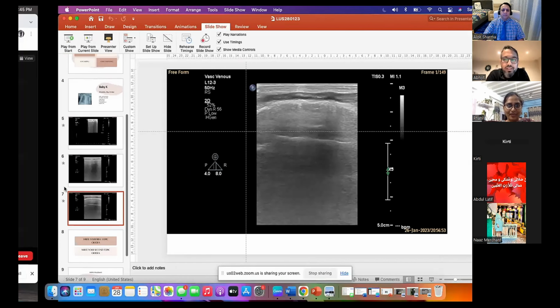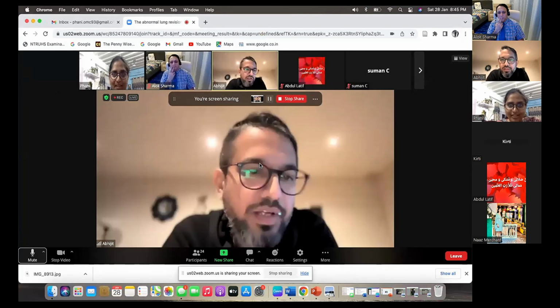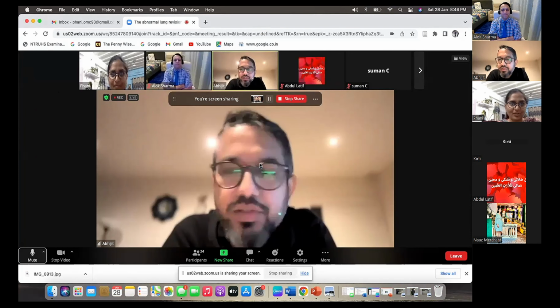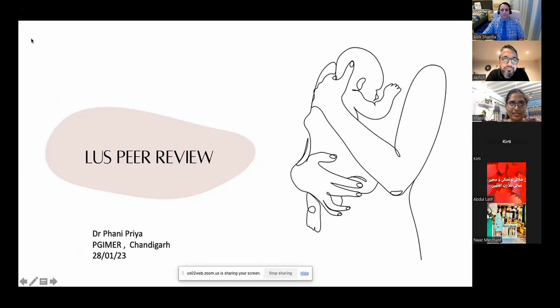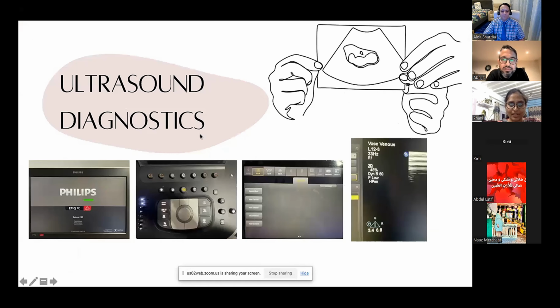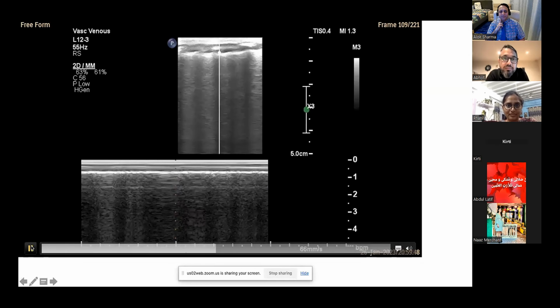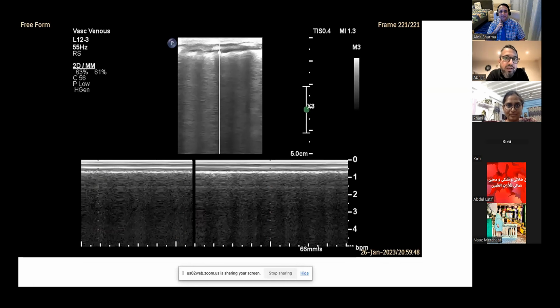Okay, Phanipriya, if you can go to your first image, the slide. Yeah, as you rightly said, there's a pleural sliding, pleural line, there's a bat wing sign appearance. I can't appreciate any A lines in this particular image. And you have beautifully demonstrated the M mode, getting the sandy beach or seashore sign.